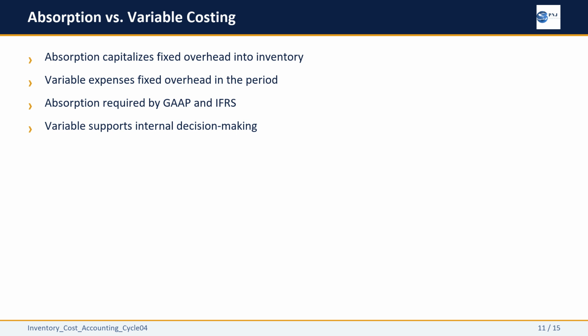Under variable costing, only variable manufacturing costs go into inventory. Fixed overhead is expensed in the period it is incurred. This is used internally for decisions, but it is not allowed for external statements. The income difference between the two equals the fixed overhead sitting in ending inventory. When production exceeds sales, absorption shows higher income because some fixed overhead is parked in inventory rather than expensed. Let us see exactly why that happens.